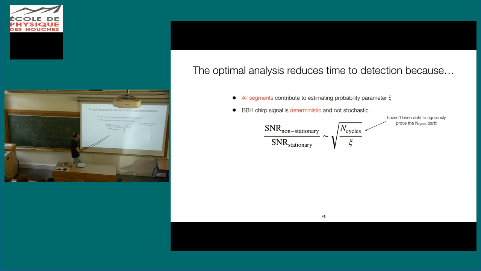Now, this right now is conjecture. I believe it's true, but I haven't been able to rigorously prove this factor here. This n cycles would basically be incorporating this statement here that they're doing an analysis that takes into account the deterministic nature of the signal. This probability parameter here is related to the duty cycle of the signal.